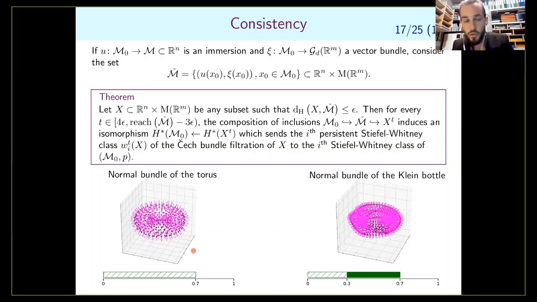And so I have a zero Stiefel-Whitney class all along the filtration, while for the normal model of the Klein bottle, it is non-zero at some point. And if you remember what I said about Stiefel-Whitney classes, I could use this information to say something like my first bundle is sampled near an orientable object, while the second one is sampled near a non-orientable object.